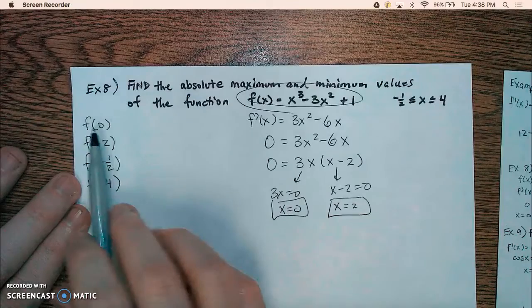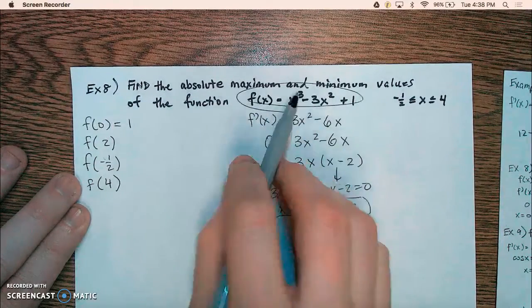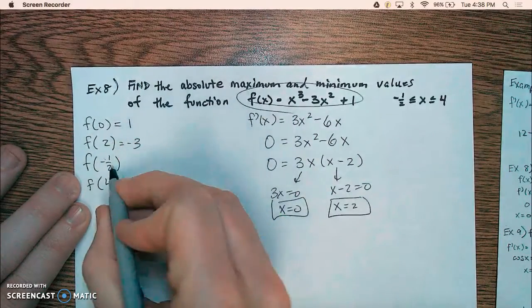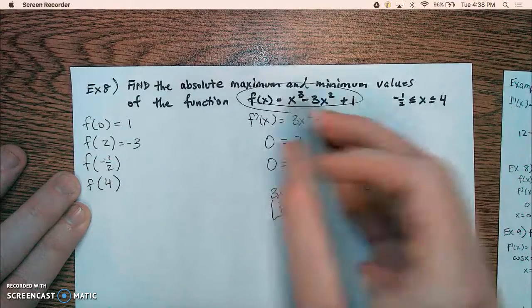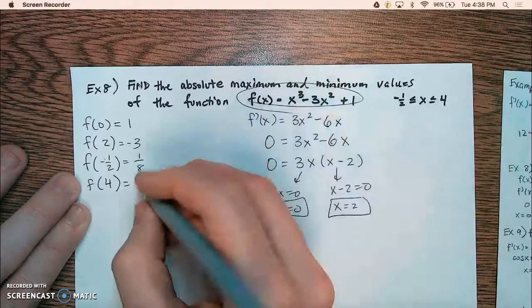So when you plug in 0, you get 1 in the original function. When you plug in 2 to the original function, you get negative 3. When you plug in negative 1/2 up here, you get 1/8. And when you plug in 4 up here, you get 17.